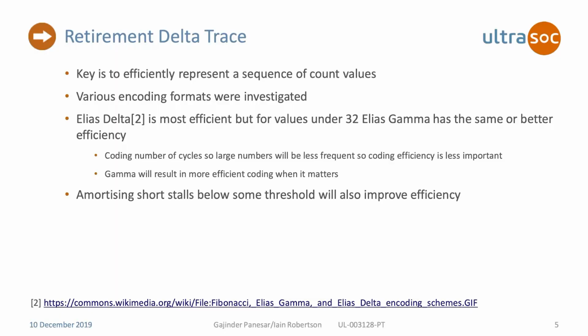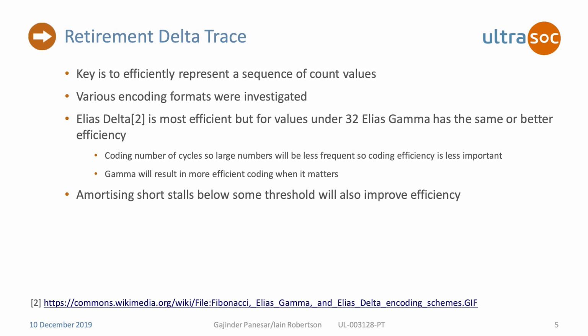And so that pair of numbers, in conjunction with the existing instruction trace, can be used to identify exactly where the CPUs are retiring instructions and when they're stalling. And for superscalar multi-issue CPUs, you also want to be able to know potentially how many instructions were retired in a given cycle. So the key to this is having an efficient representation for these sequences of numbers.